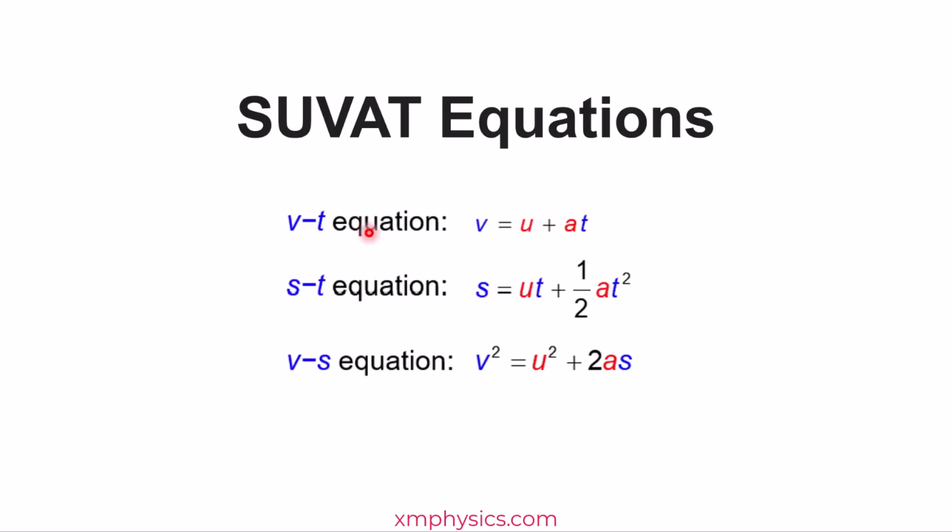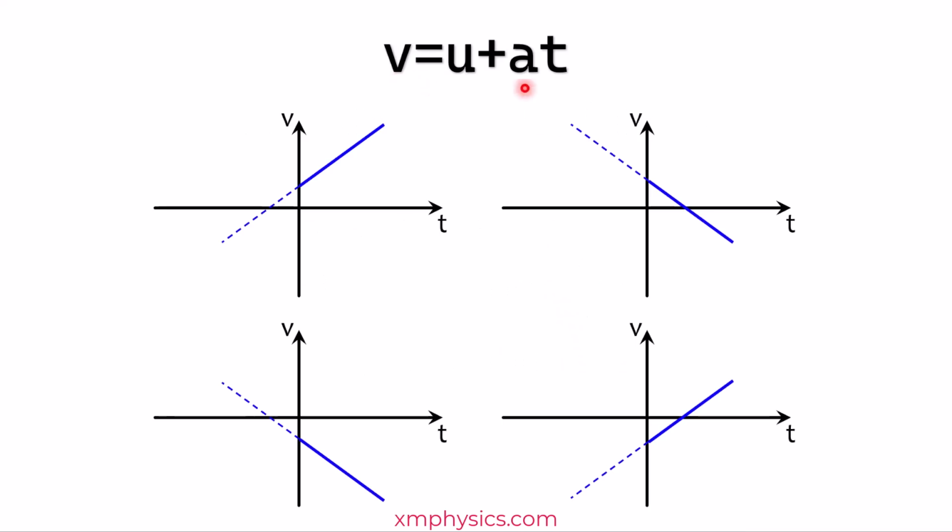Alright, look here, these are the three famous SUVAT equations, also known as the equations of motion. We're going to plot them out in graphs, and we'll see what they look like. So let's start with the VT graph.